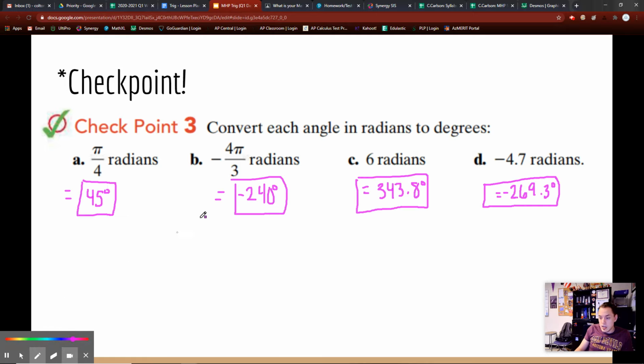All right, awesome. So these should be the answers that you have. 45 degrees for the first one. B is negative 240. C is 343.8 degrees, and D is negative 269.3 degrees. So if you got those, good job, amazing.